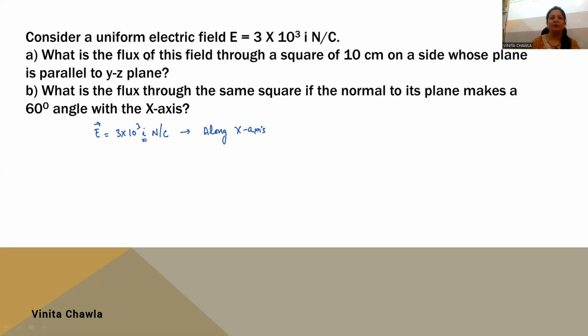Now we have to find the flux of this field through a square of 10 centimeter on a side whose plane is parallel to the YZ plane. We have a uniform electric field and we have a square here. It is placed perpendicular to the electric field, and the side of the square is 10 centimeter. So this is the electric field and this is the area element. What is the direction of area vector?